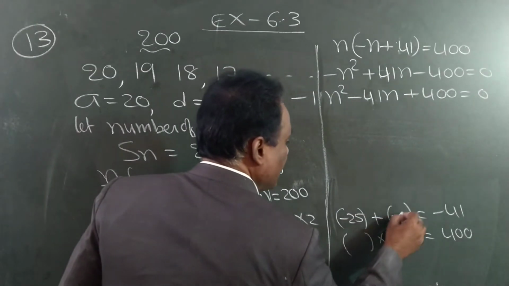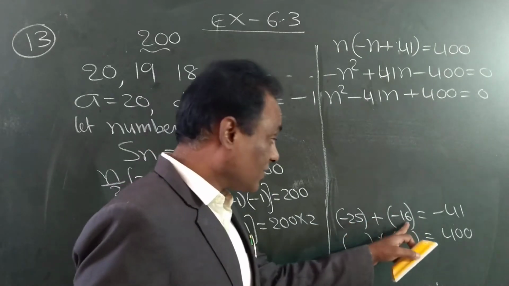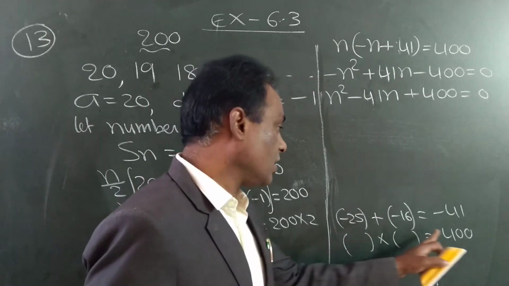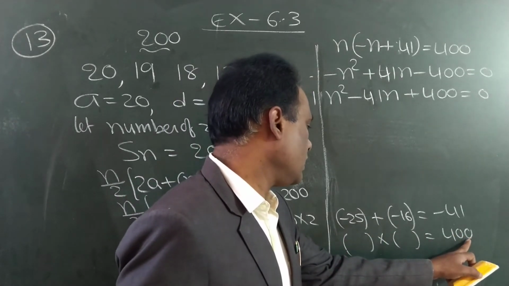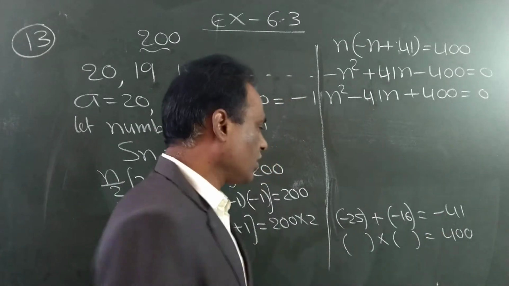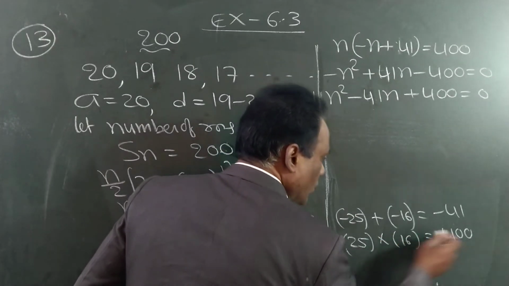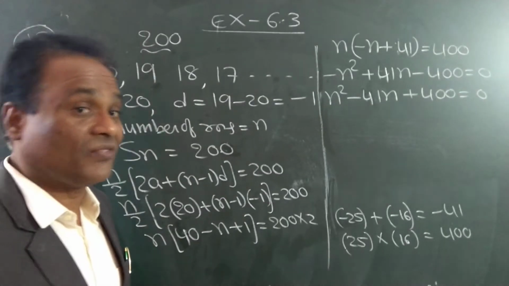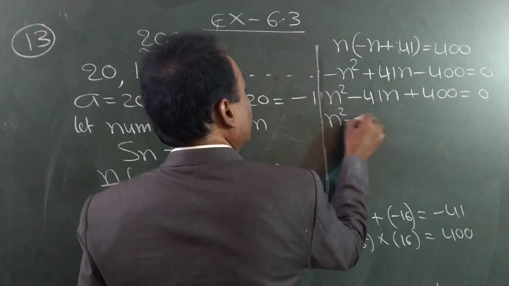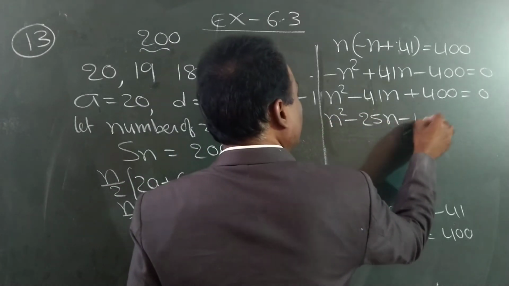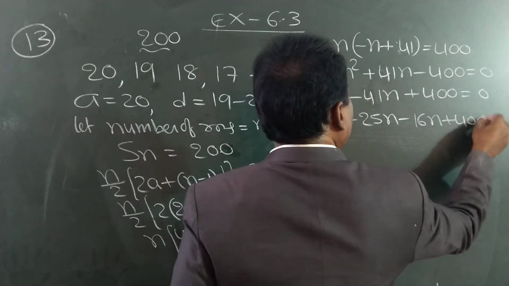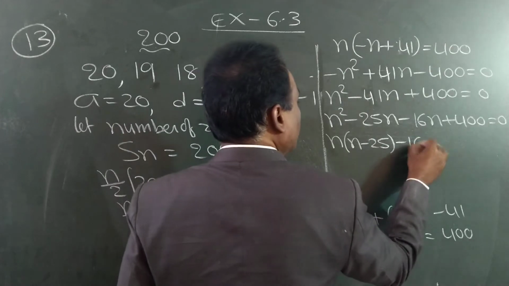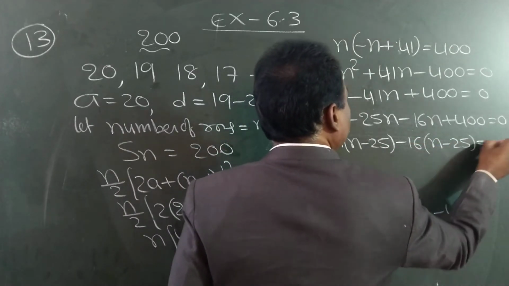Minus 25 minus 16 is minus 41. 25 into 16 is 400, and 25 plus 16 is 41. Like this you have to get the factors. So therefore, n square minus 25n minus 16n plus 400 is equal to 0. n common, n minus 25, minus 16 common, n minus 25.